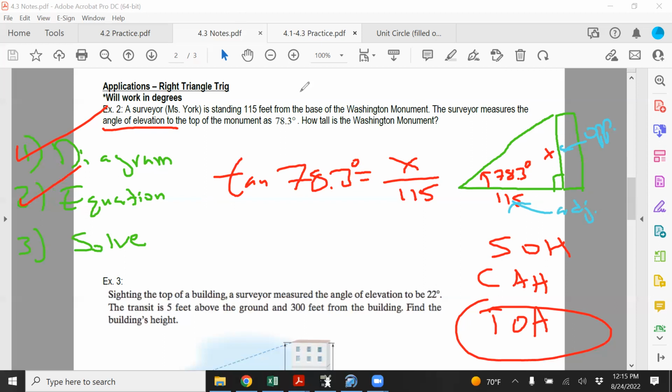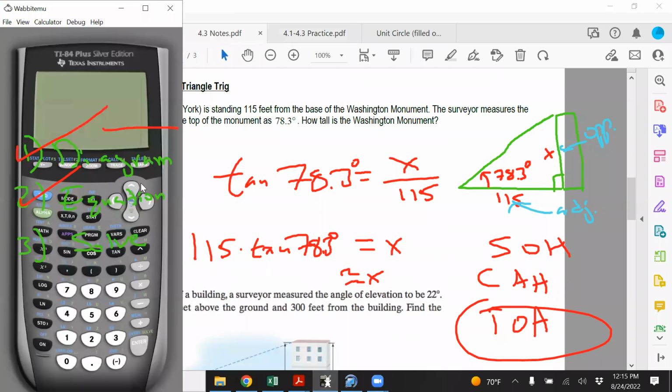All right, last step, solve. How would I solve this? What would I do? How would I get x by itself? Multiply by 115. Awesome, very good. Outstanding. And then you just work it out. Now, of course, you need a calculator. And please, please, be in the right mode. If you're in the wrong mode, you will get a wrong answer.